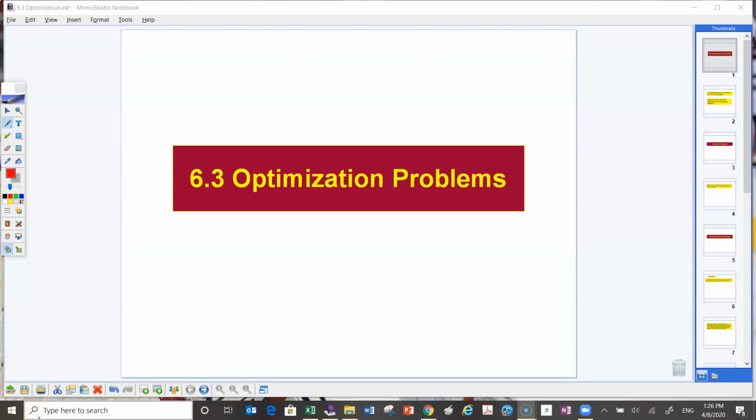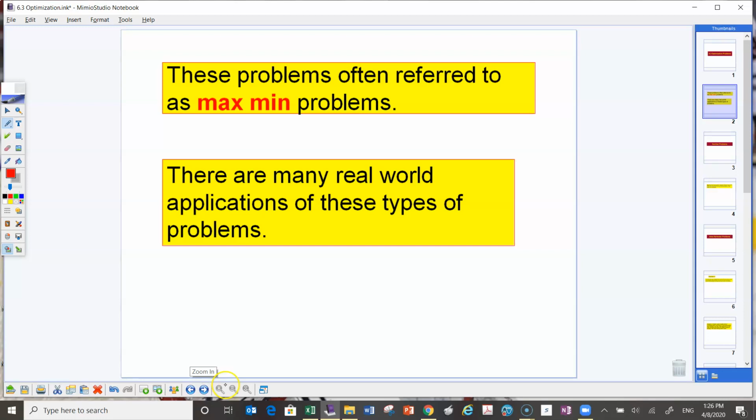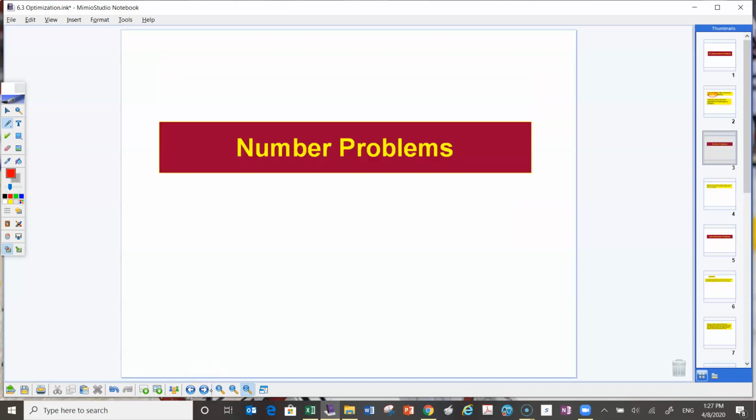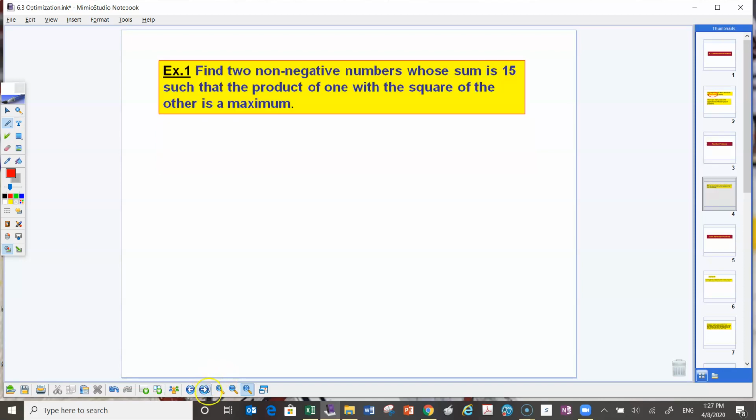In section 6.3, we're going to look at the second application of derivatives, and that being optimization problems. Now, optimization problems are sometimes referred to as max-min problems, and there are many real-world applications of these types of questions. What I'm going to do is start off with a number example, and this type of problem is going to set the foundation to do all the other optimization problems.